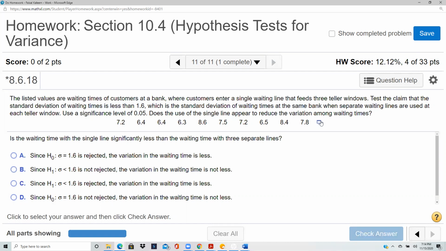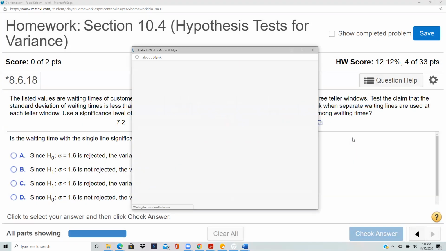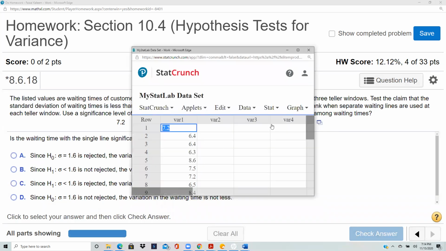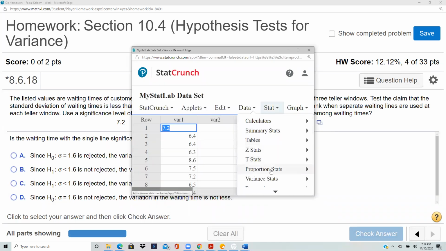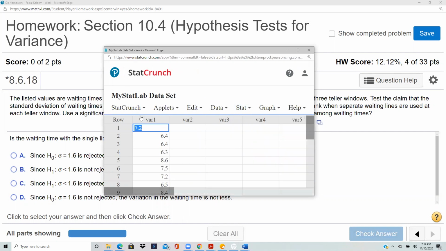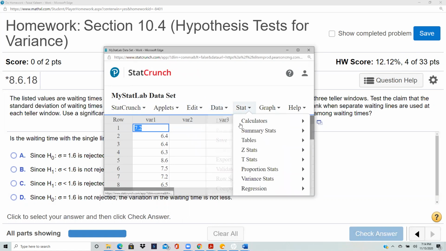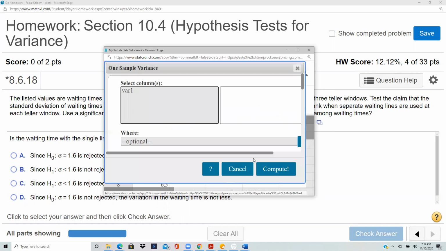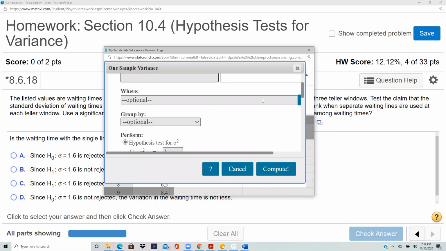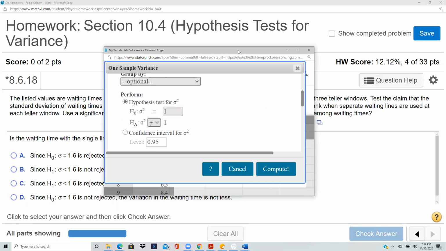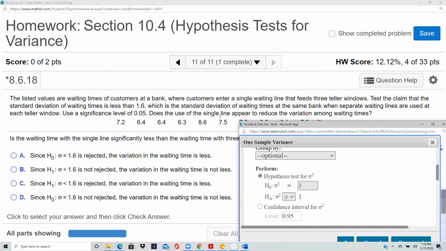And we have to go to Variance Stats. So open in StatCrunch. Stats, Variance Stats. Once again, it's with data. Variance Stats, One Sample, With Data. You select the column and then you select the correct hypothesis. We are testing whether the standard deviation of waiting time is less than 1.6.